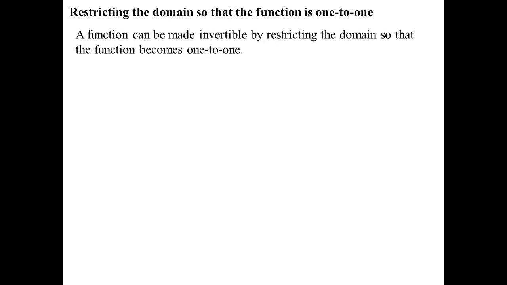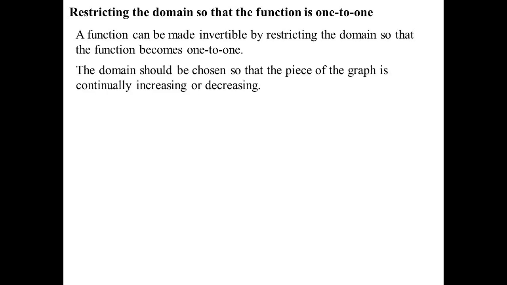So any function can be made invertible by restricting it so it becomes one-to-one. We want to get a piece of the curve that is either continually increasing or continually decreasing. That's what we want to try and do. Okay.